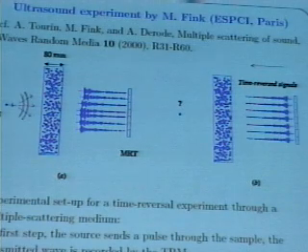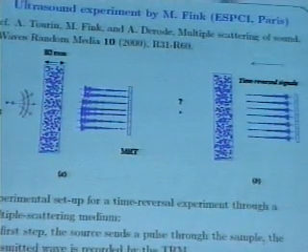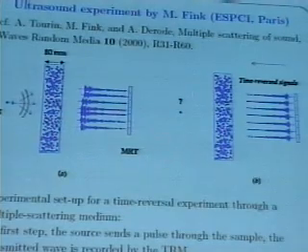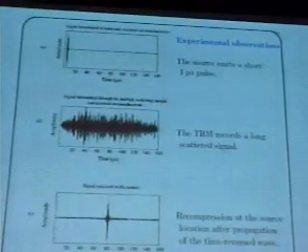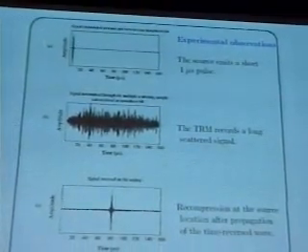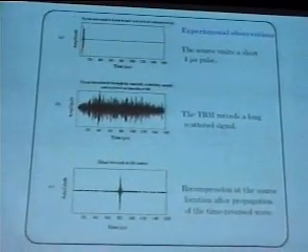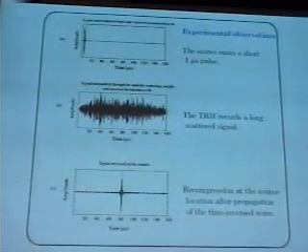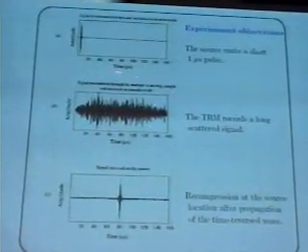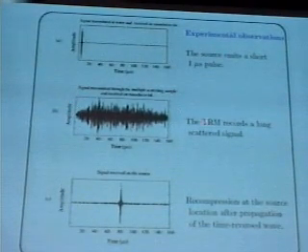So what Matthias was expecting, of course, is that you will have the refocusing at the original point source. And indeed, that's what you observe. So here, this is what you observe. This is the original pulse source. So the source is emitting a very short pulse, 1 microsecond. This is what you record on the time reversal mirror.